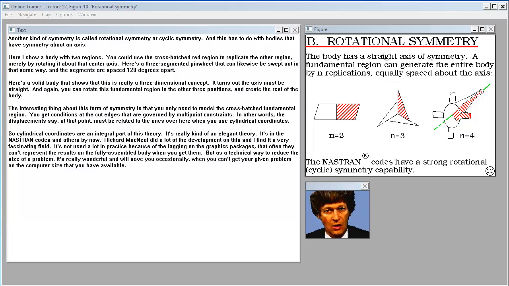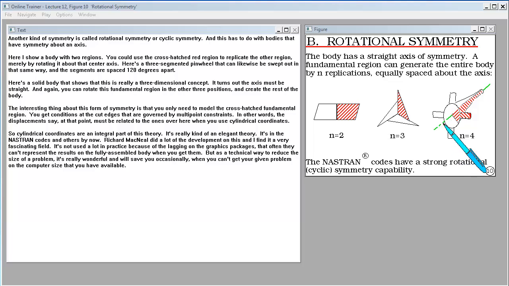Another kind of symmetry is called rotational symmetry or cyclic symmetry, and this has to do with bodies that have symmetry about an axis. Here I show a body with two regions. You could use the cross-hatched red region to replicate the other region, but merely by rotating it about that center axis. Here's a three-segmented pinwheel that can likewise be swept out in that same way, and the segments are spaced 120 degrees apart. Here's a solid body that shows that this is really a three-dimensional concept.